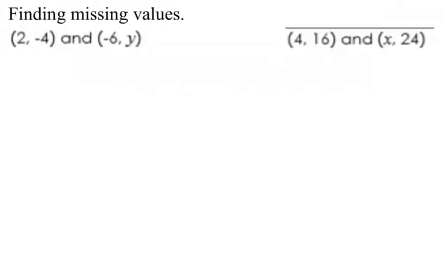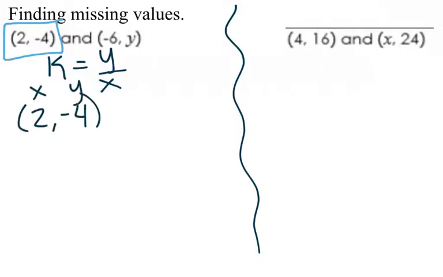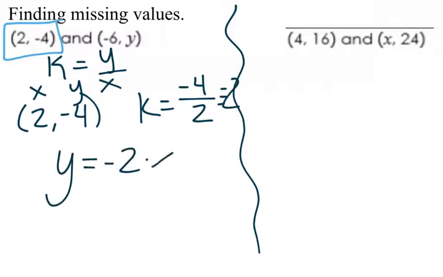Two different problems once again. We're going to find the missing values. I need to find what k equals. I know that k equals y divided by x. This point over here has the information I need. There's nothing missing. So I'm going to take (2, -4). That's my x and my y coordinate. So k equals -4 divided by 2. So k equals -2. I can fill that into my direct variation equation.